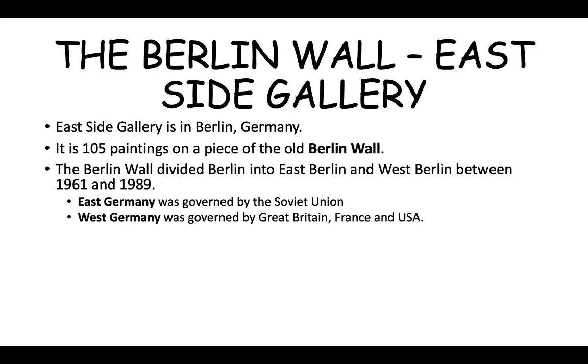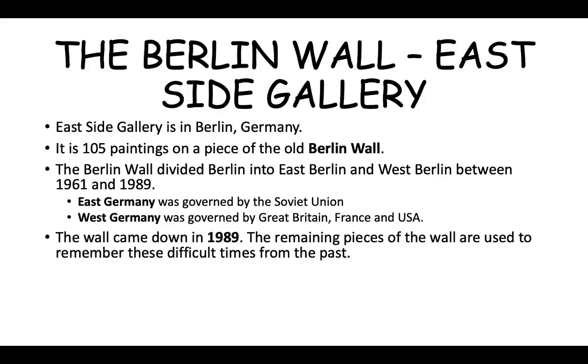I apologize for the wrong fact. East Germany was governed by the Soviet Union, and West Germany was governed by Great Britain, France, and the USA. This was as a result of the Second World War. The wall came down in 1989, as in it was destroyed in 1989. The remaining pieces of the wall are used to remember these difficult times from the past. So it's a way of showing that struggle will end.